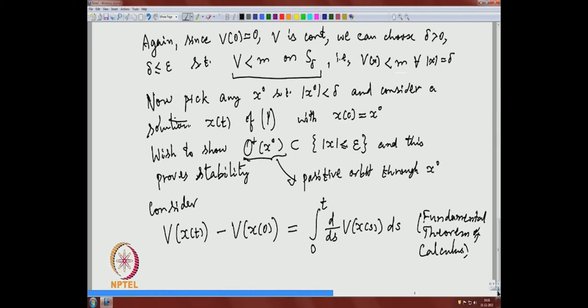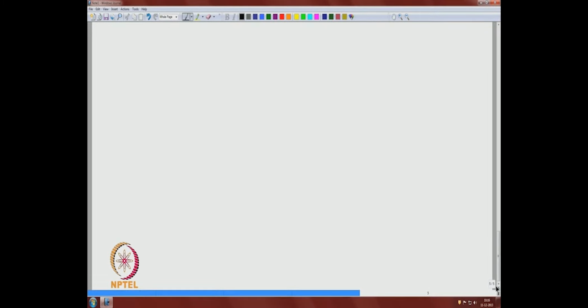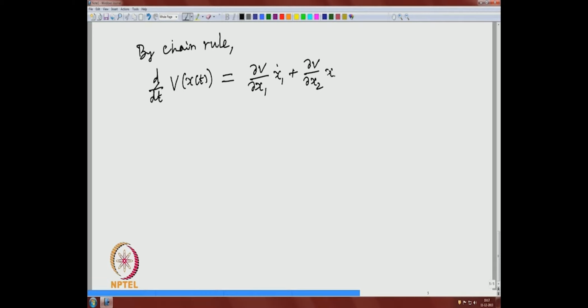Okay. Now, the second hypothesis comes into the picture. By the chain rule, this is another thing from calculus, d by dt of v of x(t) is nothing but dv by dx1 times x1 dot, plus dv by dx2 times x2 dot, plus etcetera, plus dv by dxn times xn dot.